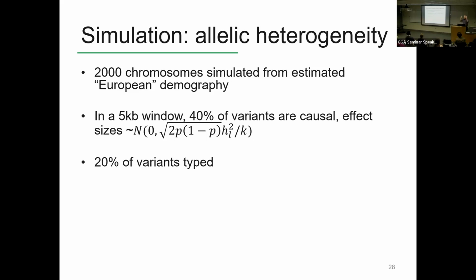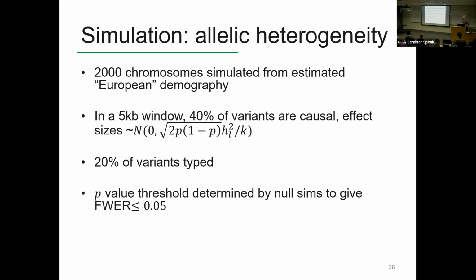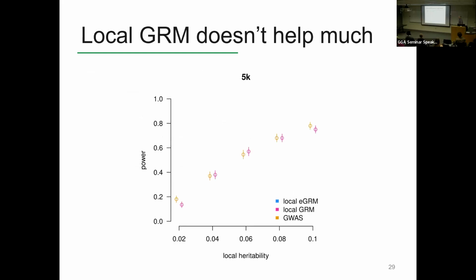We then type 20% of the variants, that is, we get to see them and test them in GWAS and also feed them into Relate, or the ARG inference machinery. And then we use our p-value threshold from before. So now I'll show you the results. I'm not showing you anything tree-based yet. I'm comparing 2 methods so far.